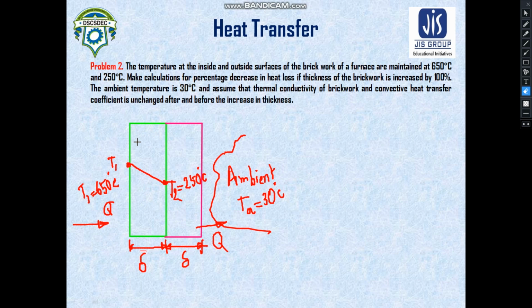Now you can see this green line indicates the initial condition of the brickwork. So it represents the initial thickness, which is taken as delta here. And the walls of this brick are maintained at temperatures T1 equal to 650 degrees Celsius and T2 equal to 250 degrees Celsius. So this side is the interface which starts to interact with the ambient through convection. The ambient is kept at temperature 30 degrees Celsius.